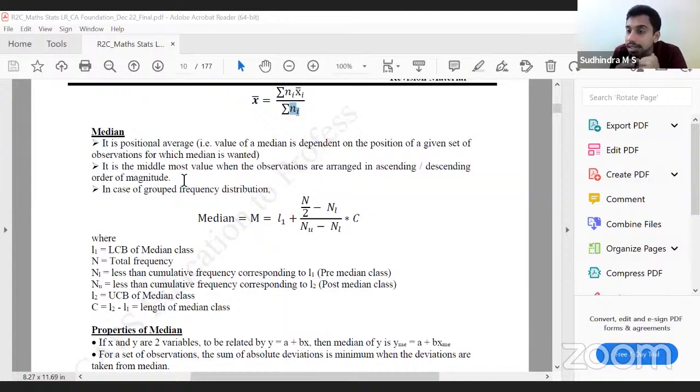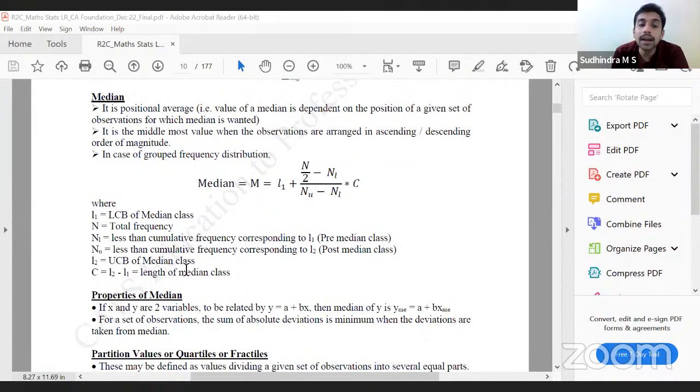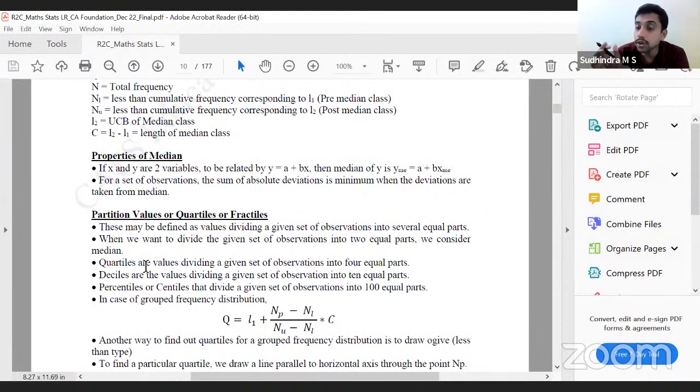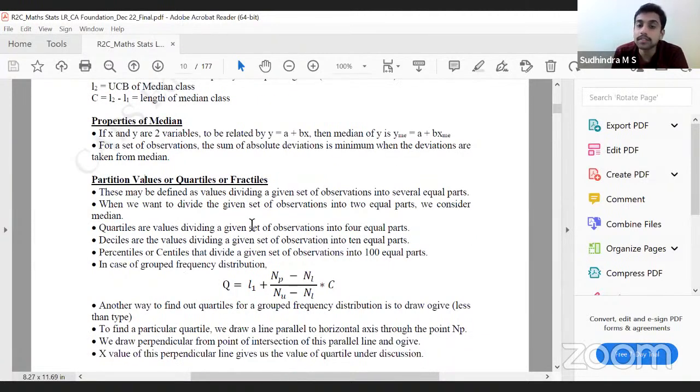Now, as a continuation of median, we have partition values. Basically, what are partition values? They divide the observations into equal parts. So if we have 2 equal parts, we call it median. 4 equal parts, quartile.